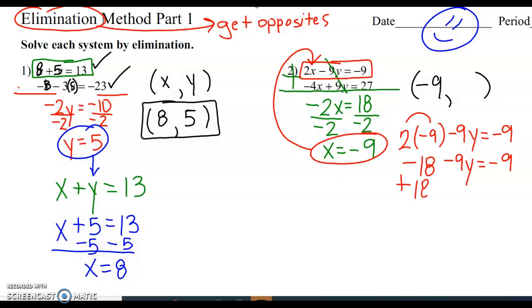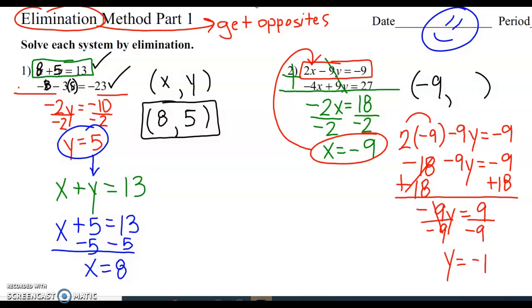To get rid of a negative 18, I add 18. So now I'm sitting at negative 9y equals 9. To get rid of a multiply by negative 9, we divide by negative 9. So y is negative 1. And the final answer would be negative 9, negative 1.